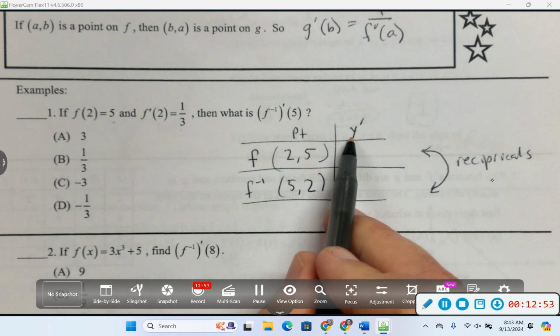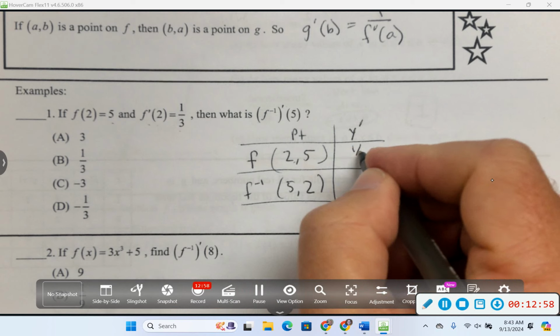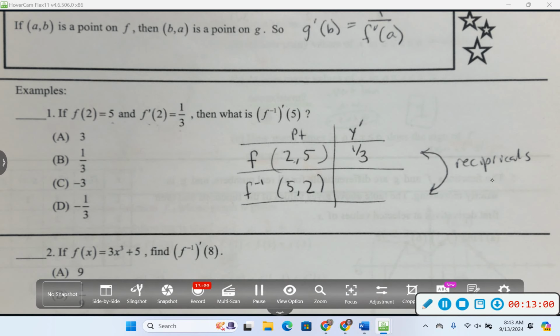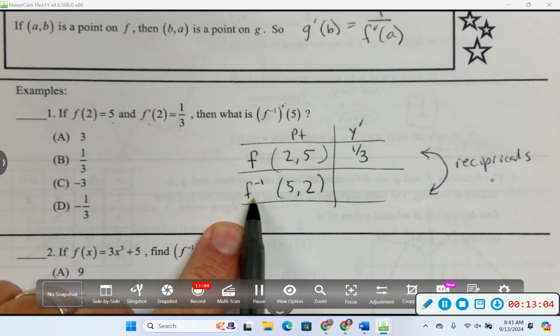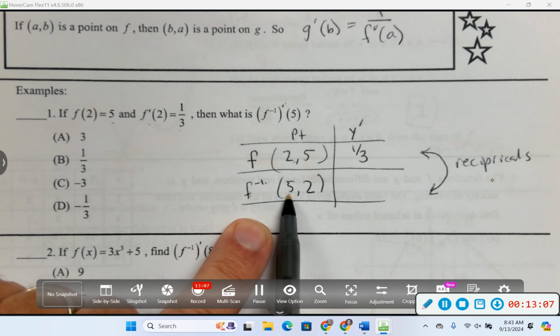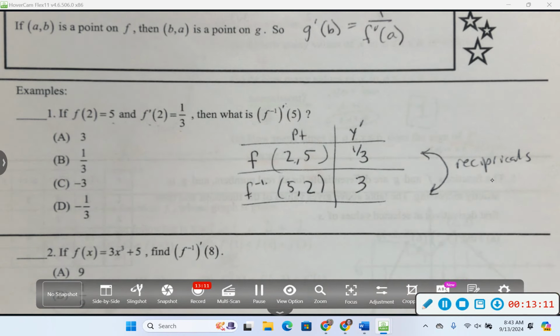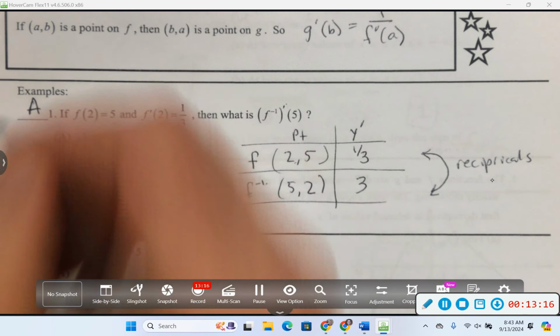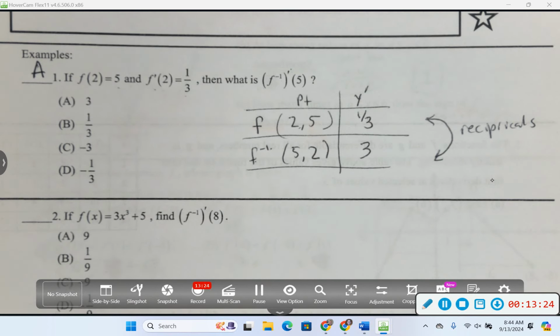The derivative of f, it just told me this one, f prime of 2 is 1/3. So the derivative of the inverse of f at 5, these are reciprocals, so it's got to be 3. You look at your answer choices, they all have something to do with 3. Again, I can't recommend the table highly enough.